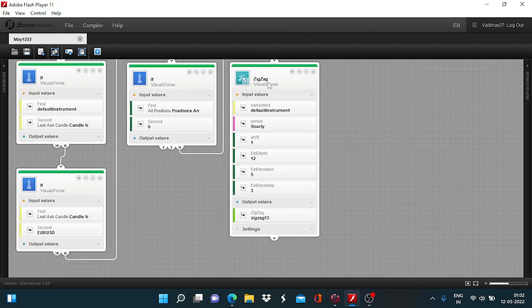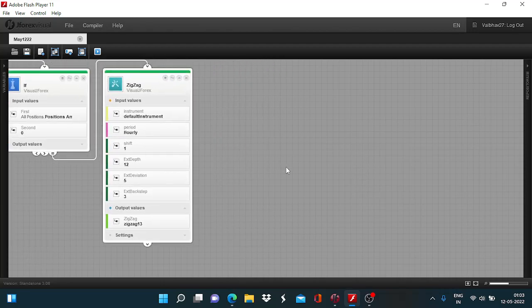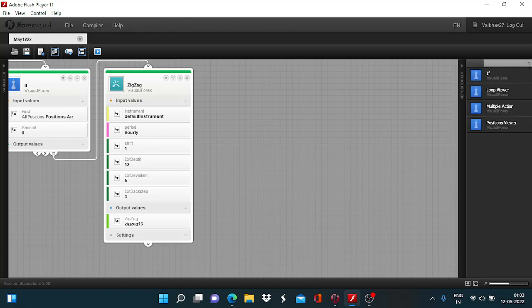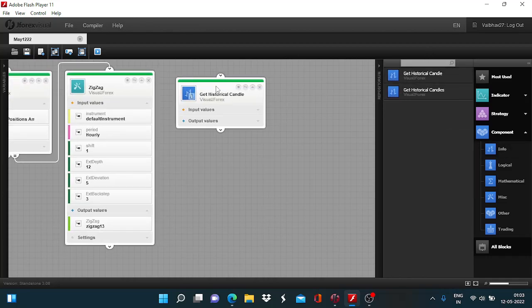We have this zigzag block with the time frame of hourly candle period, and these values are as per the default setup with the look back period of 1. After that I will get in the get historical candle. We are going to need two of these.